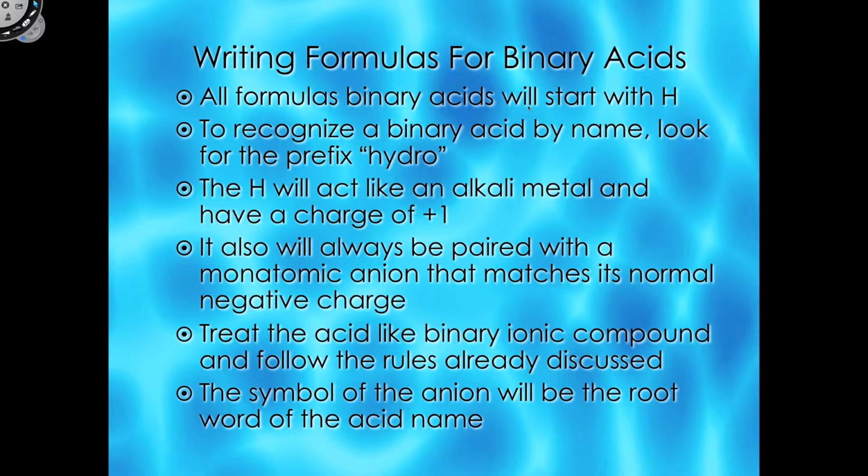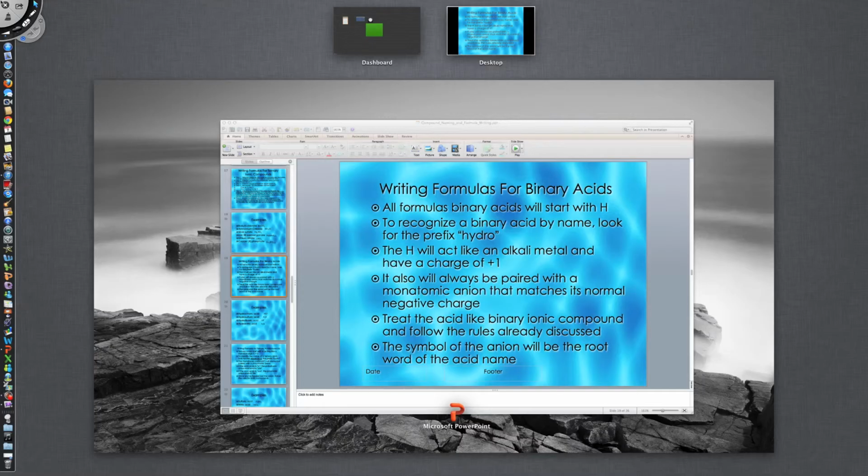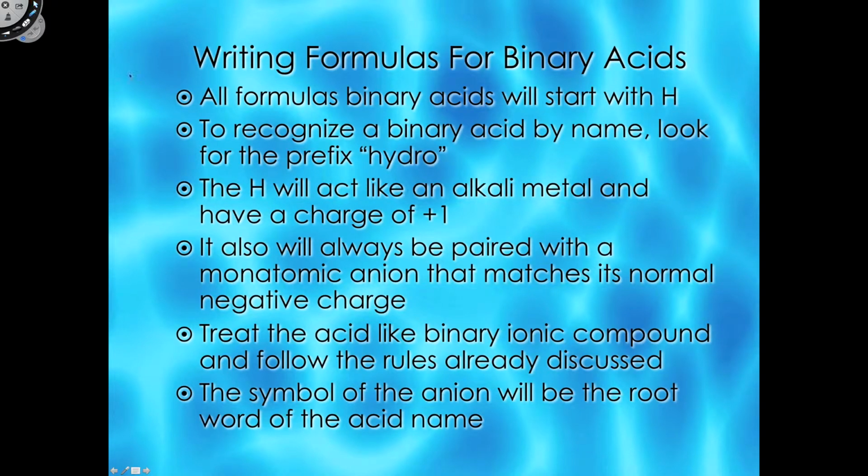Alright, so this is part 5 of formulas and nomenclature. We're going to start off with binary acids, writing formulas for binary acids. One of the things we need to remember is that for you to name a binary acid, it's always going to have hydro at the beginning. So hydrochloric, let's say.